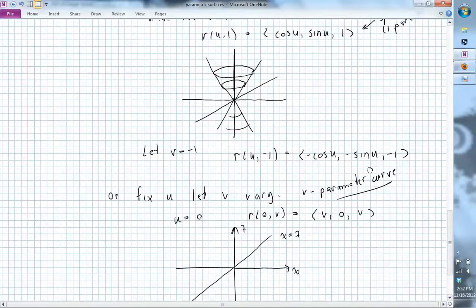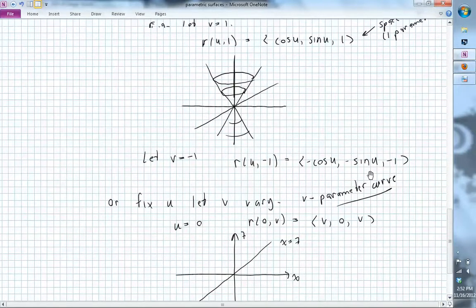Okay. So let's see here. This is x, this is y, this is z. So it's perhaps this guy right here. Yeah? Now what happens as I move u around? For example, what if I make u equal to pi over 2?